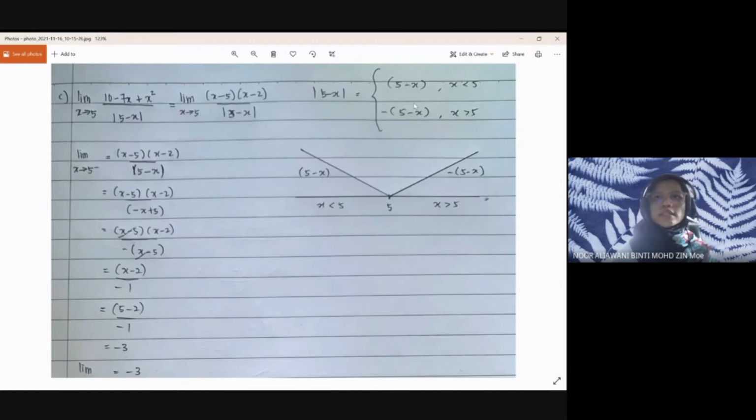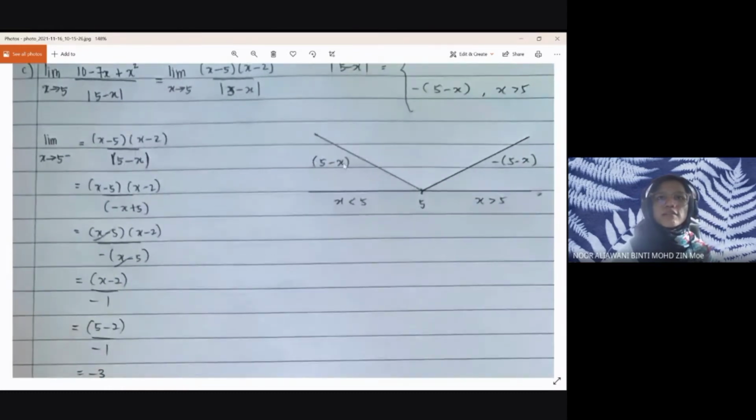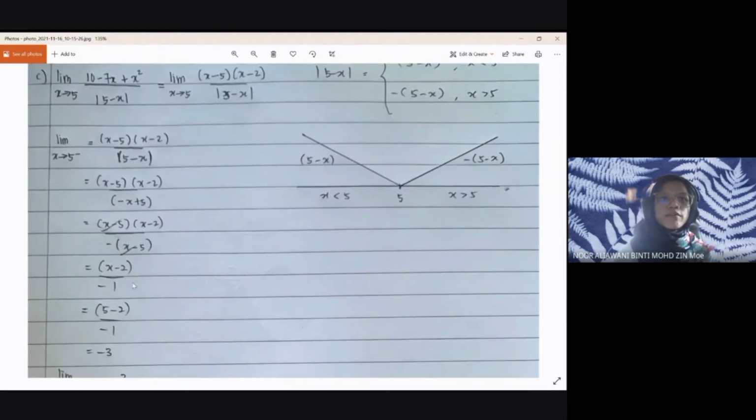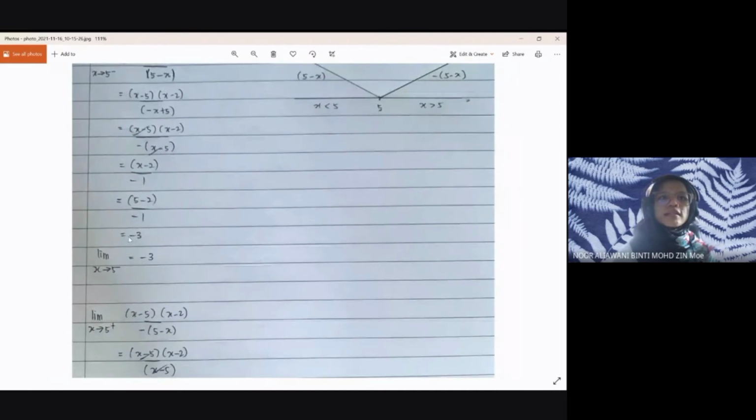We will use this equation. When we expand the 5 minus x, we will get negative x plus 5. We rearrange, and then factorize the minus sign, we will get minus x minus 5. Then we can just cross it out, and we will be left with x minus 2 over minus 1. So just substitute everything, and we will get minus 3.